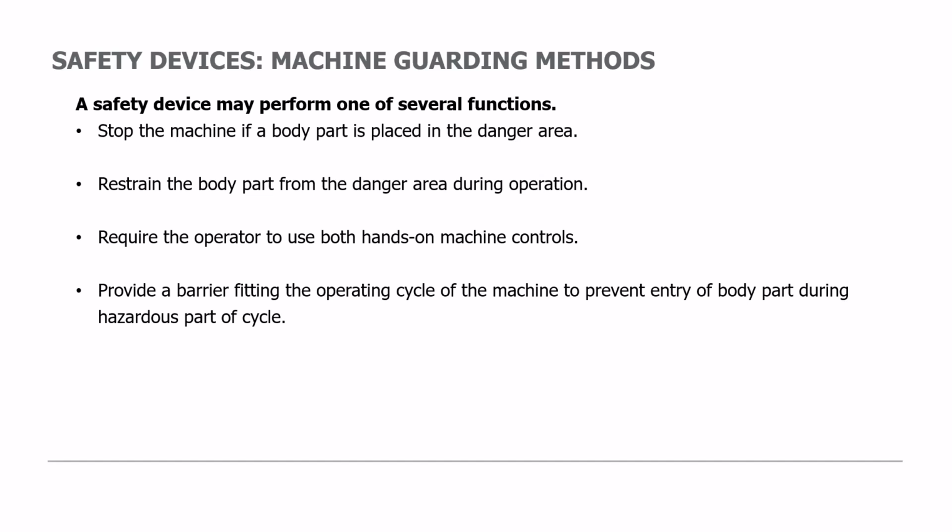A safety device may perform one of several functions. Once again, it may stop the machine if a body part is placed in the danger zone. Restrict the body part from the danger area during operation. Require the operator to use both hands on machine controls. Another thing is provide a barrier fitting the operating cycle of the machine to prevent entry of a body part during the hazardous part of the cycle. Those are basically what safety devices are referred to as.